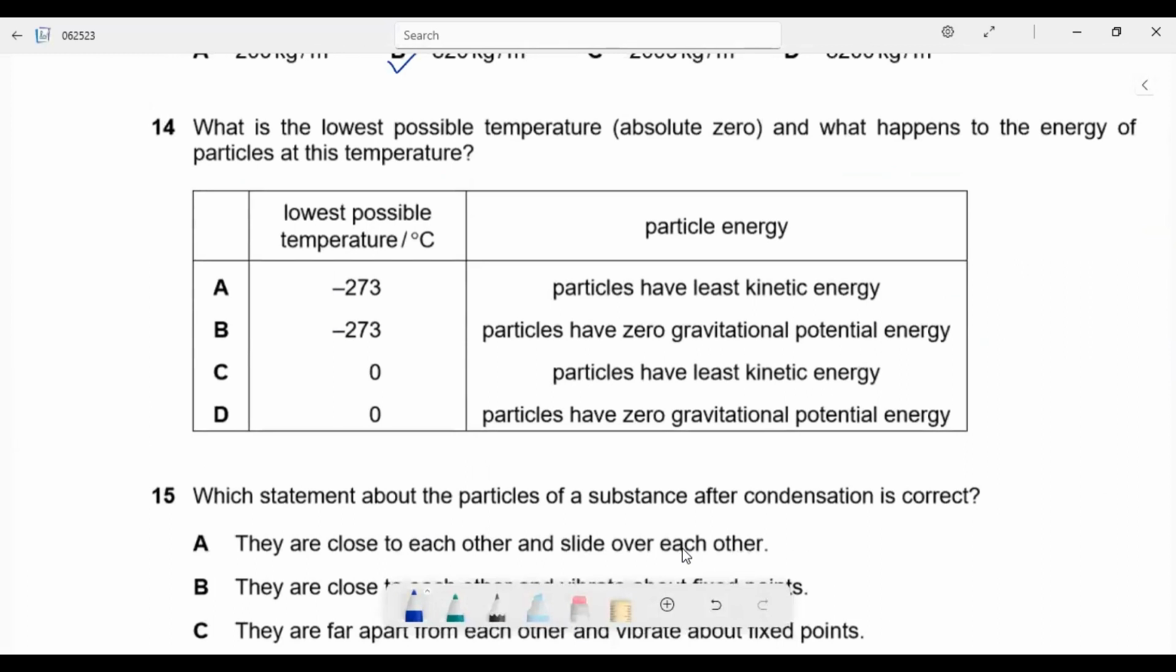What is the lowest possible temperature? That is absolute zero. And what happens to the energy of the particles at this temperature? Absolute zero is either minus 273 degrees Celsius or 0 Kelvin. Here it is given in degrees Celsius, so it is minus 273. So what will happen to the particle energy? The thermal energy of the particles will be 0 at this temperature, or we can say the particles will have least kinetic energy. The right choice is A.